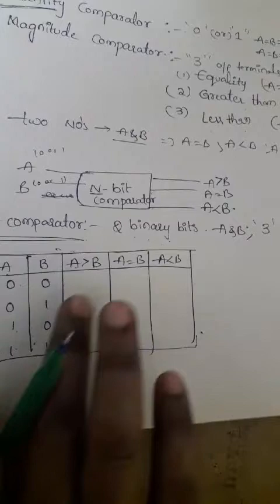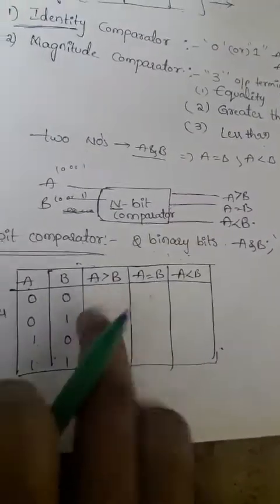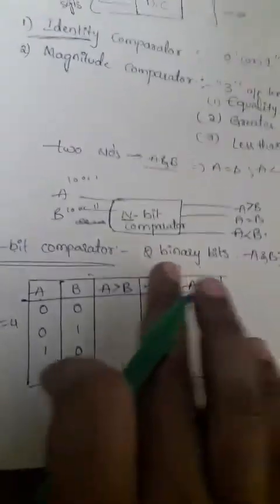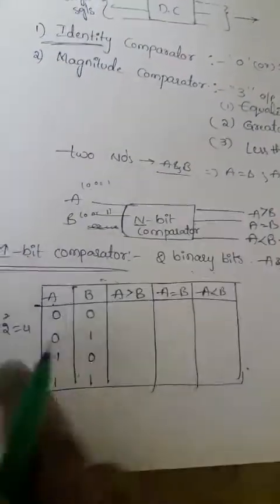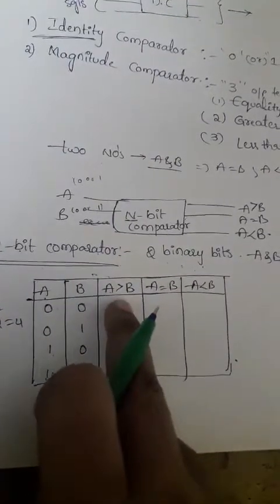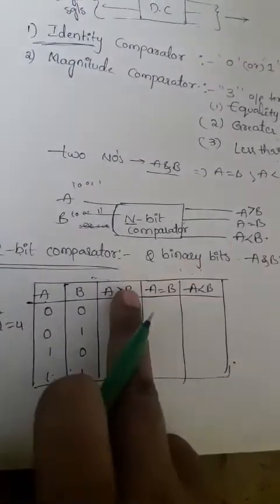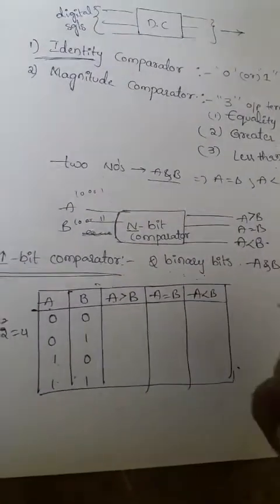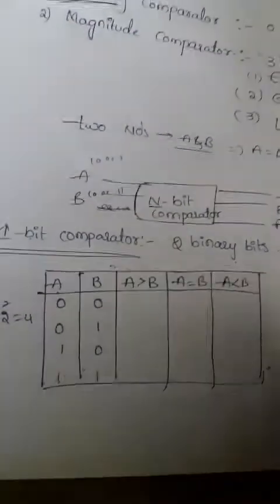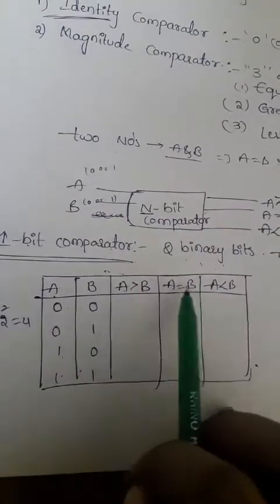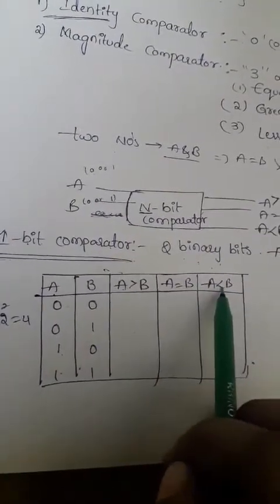If any one of these three conditions is satisfied, then that output is equal to 1. While comparing A and B, if A greater than B is satisfied, then you put the output as 1 for A greater than B, and the remaining conditions will be zeros. Here, this is the greater than condition, this is the equal to condition, and this is the less than condition.